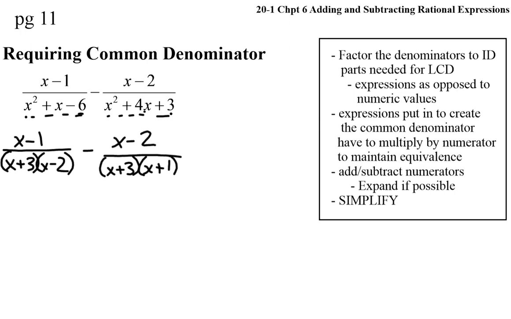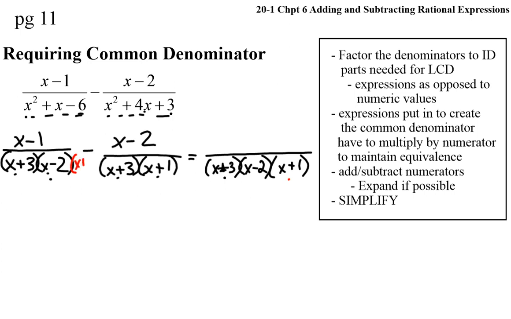So we factored things. Now we need to make sure we know what our common denominator has to be. Well, we see that this has an x plus 3 as part of the denominator. This has an x minus 2 as part of the denominator. This has an x plus 3, which we already have. This rational has an x plus 1, which we don't have. So there's the parts that have to make up the common denominator. What's missing from each? Well, we can see here that we don't have this x plus 1.